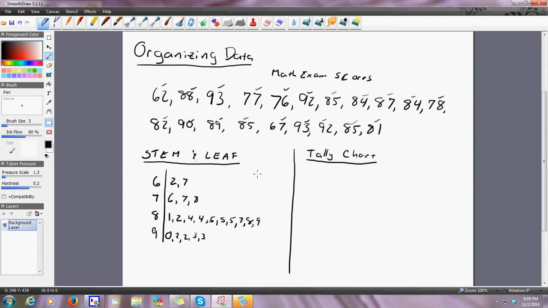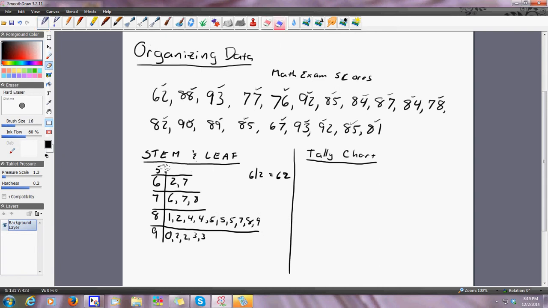You should do a key. 6 equals 62. And the key is useful just for making sure people know what that actually means. If I were to put in the 5 for the 50s, it's important that you don't put in a 0 because that would imply that there was a 50, but I don't have anybody with 50. You just leave it blank, indicating that there were no scores in the 50s.